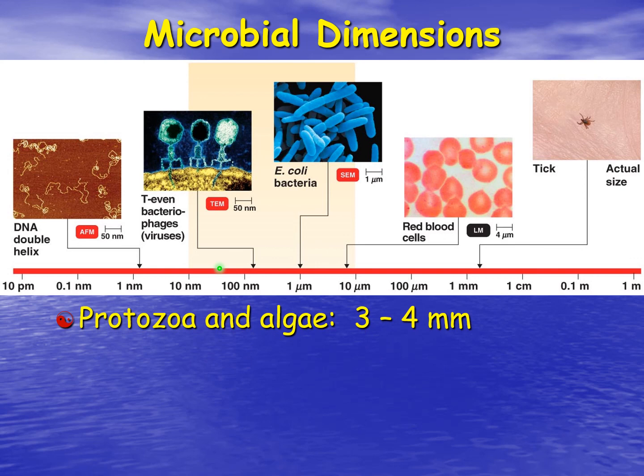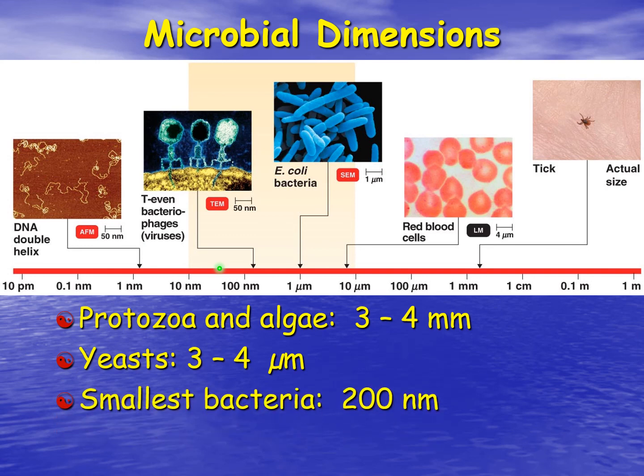So protozoa and algae are about 3 to 4 millimeters. Yeasts are about 3 to 4 micrometers in diameter. Some of the smallest bacteria are 200 nanometers, that would be 0.2 micrometers in diameter. And viruses tend to range somewhere between 20 to about 800 nanometers. In fact, the coronavirus is actually one of the smallest viruses that we see.